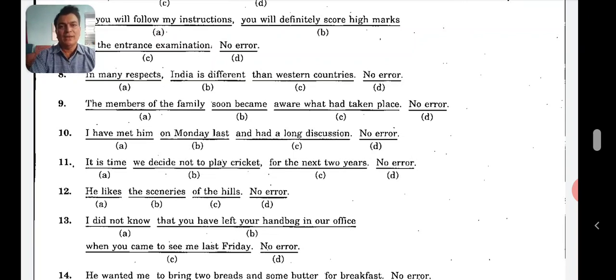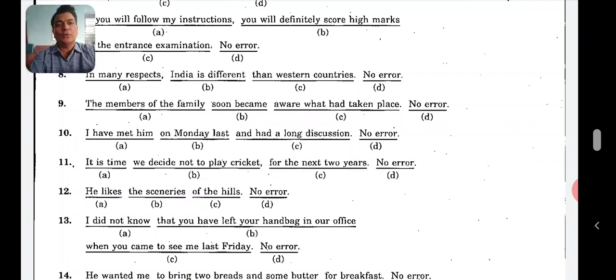Now the 12th one. He likes the sceneries of the hills. Sceneries is grammatically incorrect. So what should be there? Scenery should be there. Poetry, it's wrong. Poem, poems, poetry. In a similar way, scenery. Scenes, there is no problem. Scene, scenes. But scenery, there is no plural of scenery.